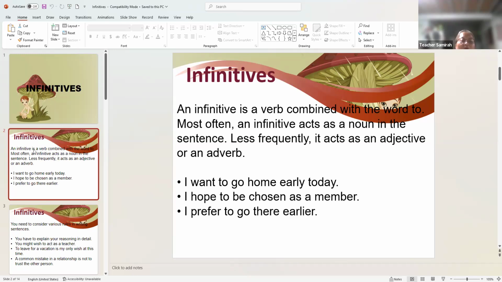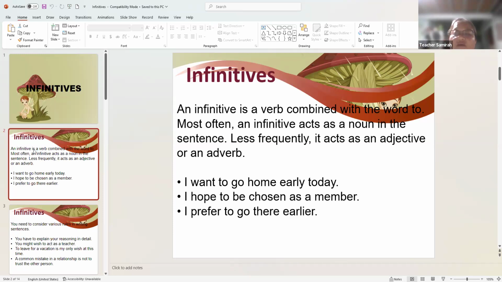So what are the examples? I want to go home early today. Where can we spot the infinitive? The infinitive is actually to go. I hope to be chosen as a member. Member of what? Of a dance troupe, of a choir, something like that. To be is another infinitive. And then the next is, I prefer to go there earlier.